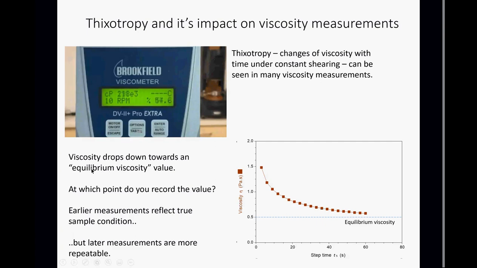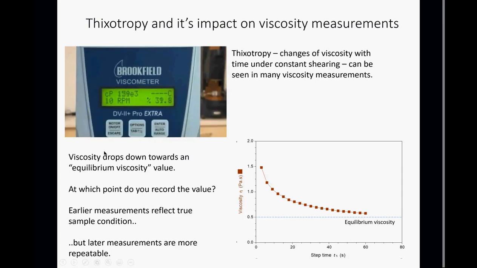I've got an example here. We're taking a measurement. We've just got the motor going. It's running at 10 RPM here, and you can see we're measuring around about 350,000 centipoise viscosity here. But the value is now dropping. Okay, and this is actually a fairly mild drop. Occasionally you can take these measurements and you get a pretty significant drop in viscosity with time there.